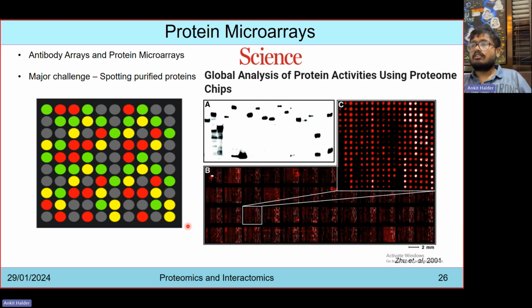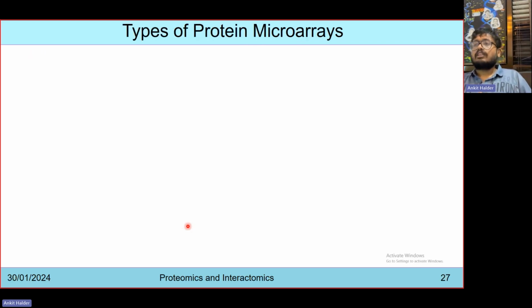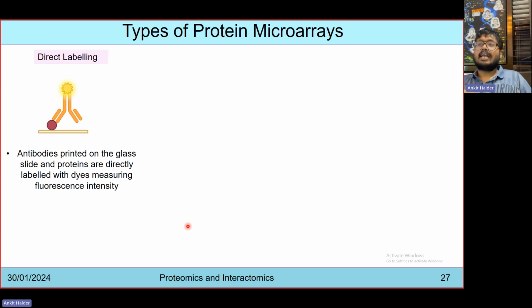So this was the one which again boosted the field, and also with the very much achievements of the DNA microarrays, one could move the scientists to go ahead in this field of the protein microarrays. So now, different types of protein microarrays are there. So one is the direct labeling.